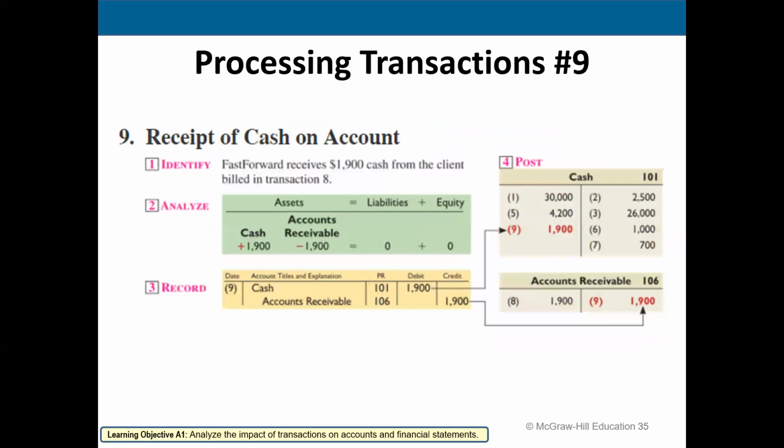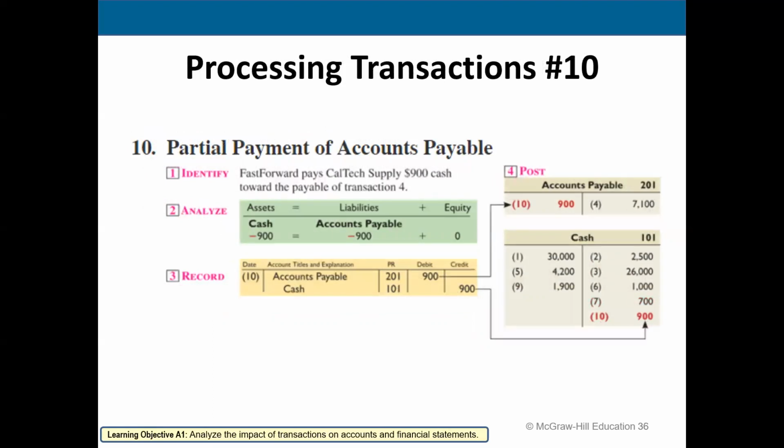We receive cash on account. So this is money that was owed to us, gets paid to us by the client. So our cash is going up and our accounts receivable is going down. Those are both asset accounts. So cash will increase with the debit, and accounts receivable, also an asset, will decrease with a credit. And then once we've recorded those debits and credits of $1,900 for cash and accounts receivable, we can post them to the ledger.